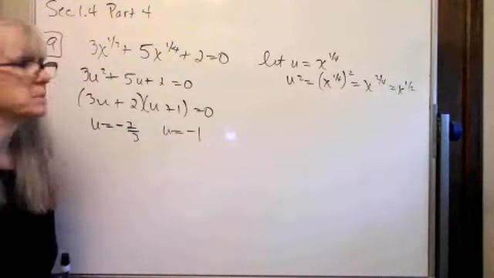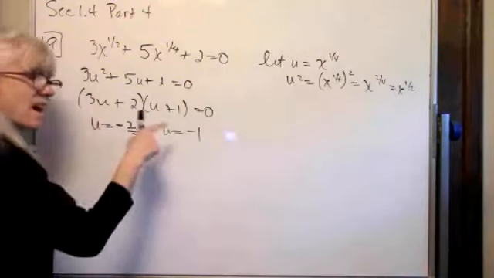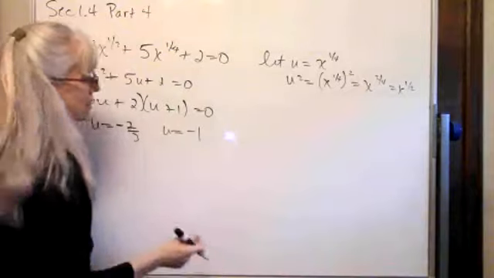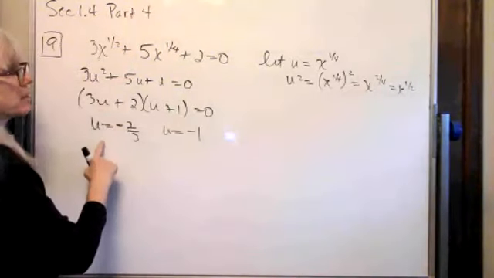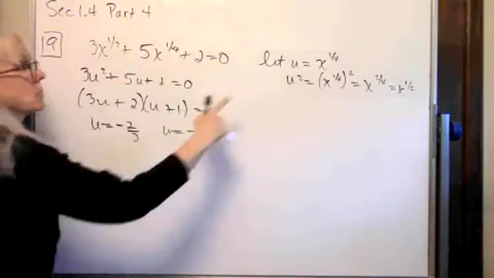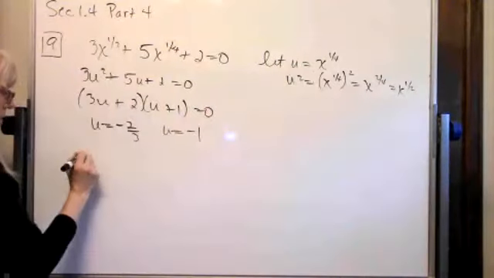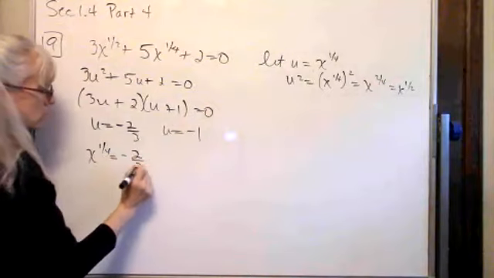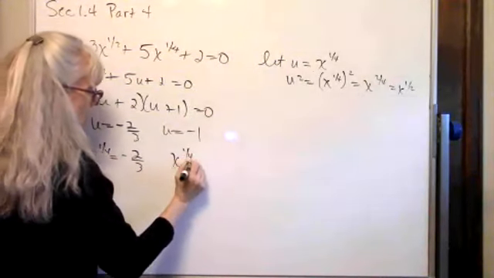Now we're going to unsubstitute. If it didn't factor, you just use the quadratic formula. So it's not the end of the world if it doesn't factor. Use the quadratic formula, but we factored it. So we're going to unsubstitute. This time we're replacing it with x to the 1/4. So x to the 1/4 equals a negative 2/3, and x to the 1/4 is equal to negative 1.